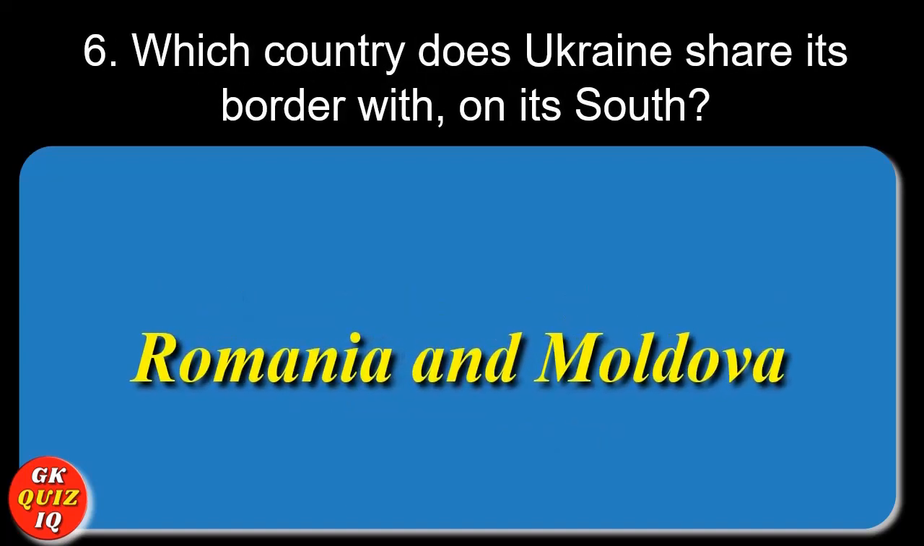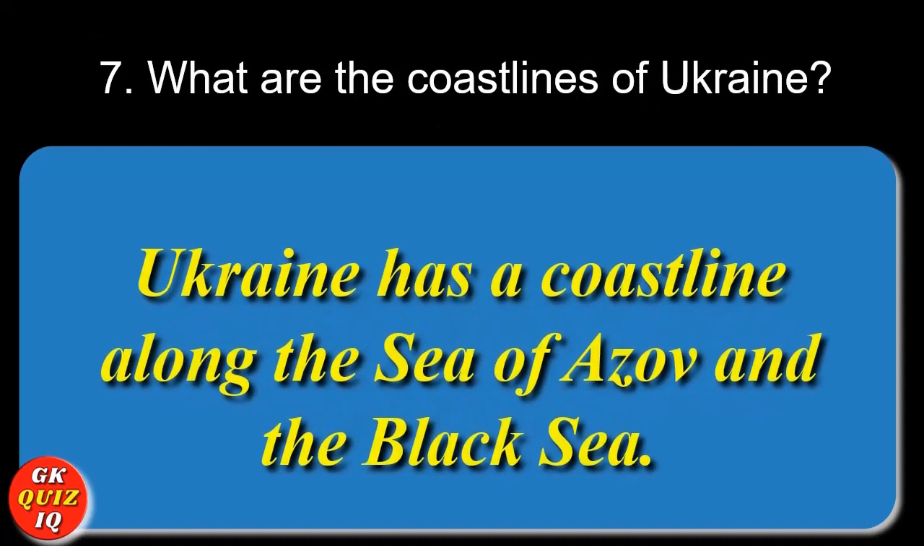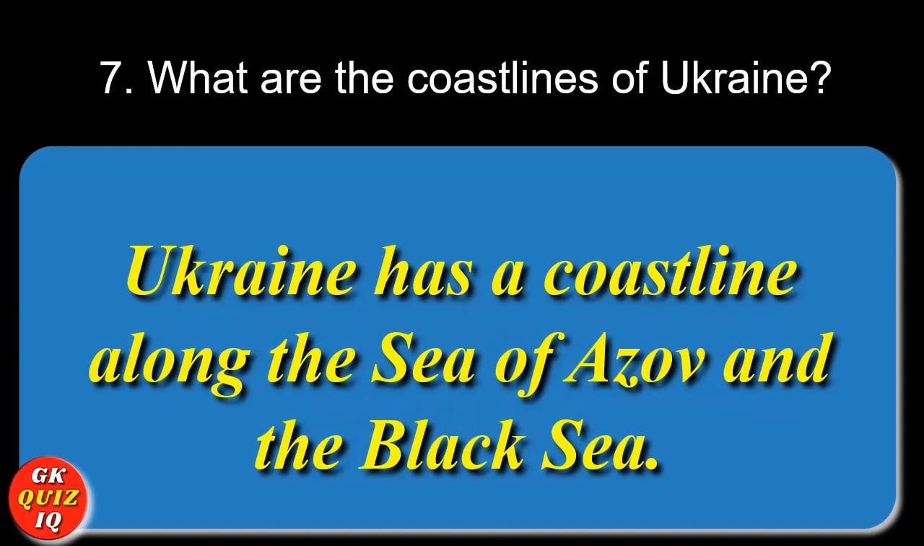Which country does Ukraine share its border with on its south? Romania and Moldova. What are the coastlines of Ukraine? Ukraine has a coastline along the Sea of Azov and the Black Sea.